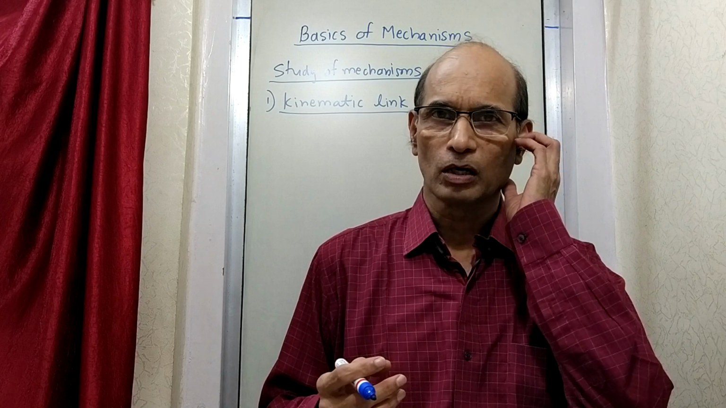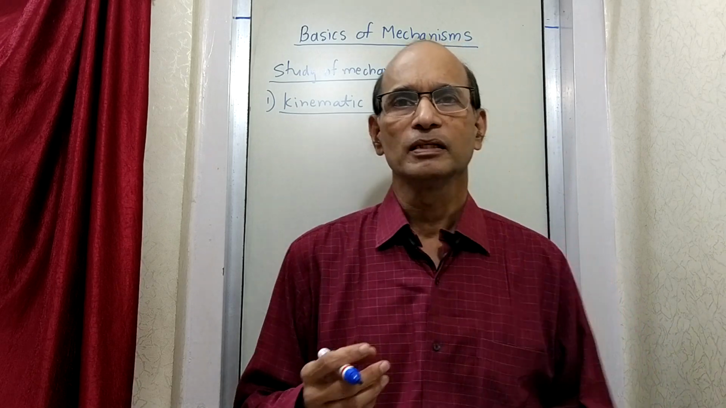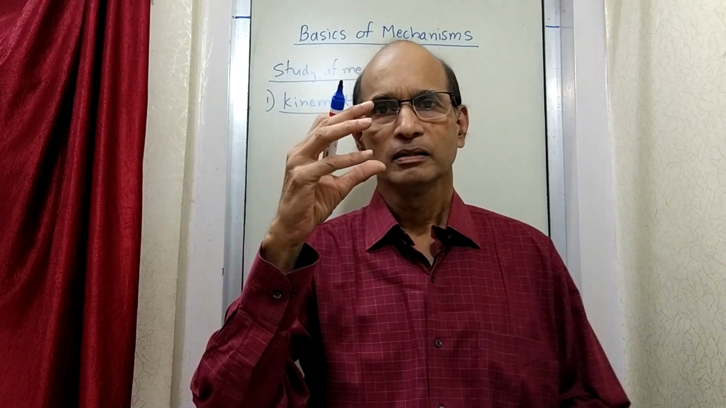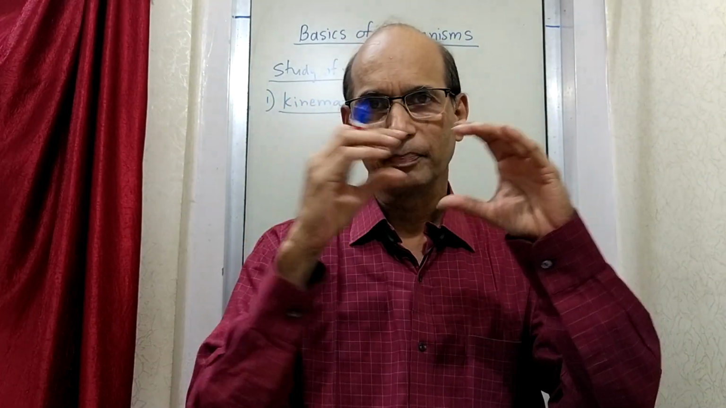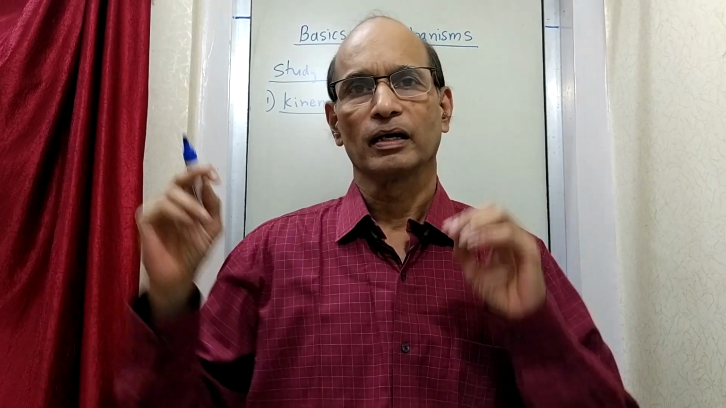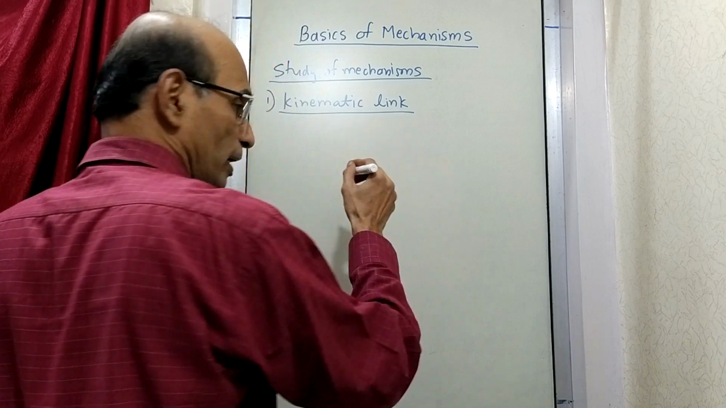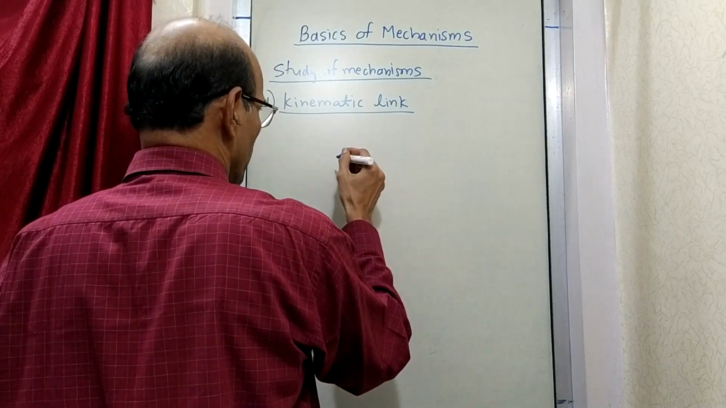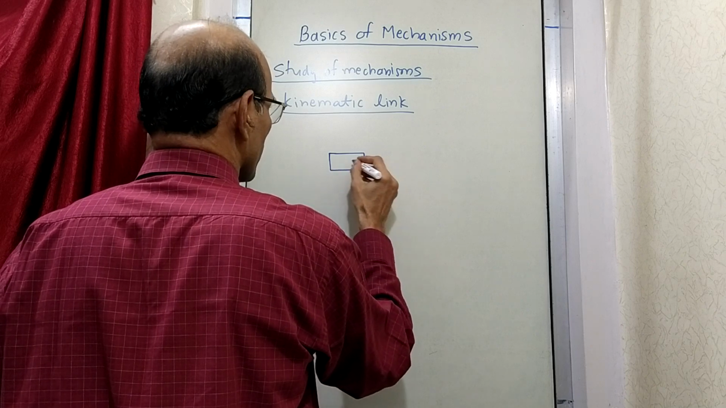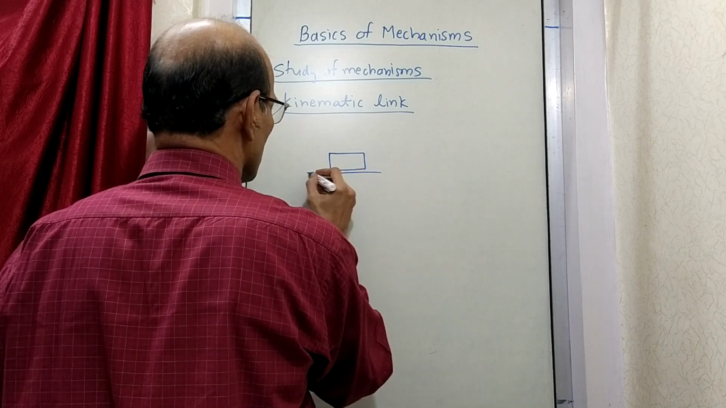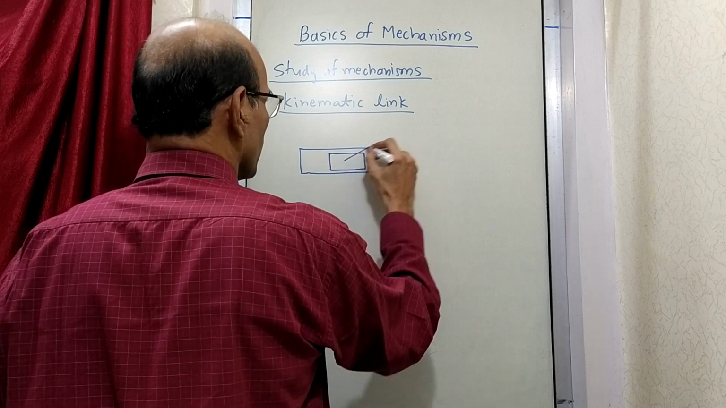Now see, all of you know at least one mechanism. For example, in an IC engine there is a piston, and the piston is moving inside a cylinder. And who is moving the piston? There is a connecting rod and crank. So all of you know this kind of thing. So how do we draw a piston and cylinder mechanism? We draw it like this. So this is our piston. Then this piston is moving inside a cylinder.